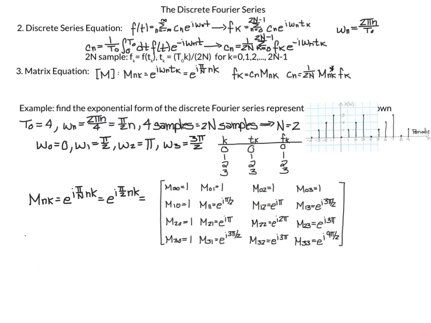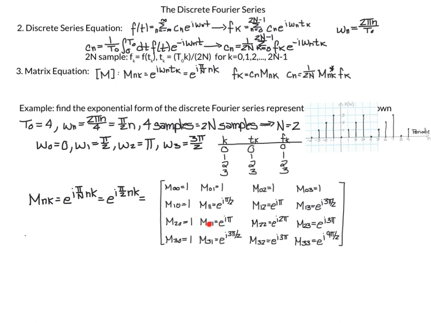M12 is equal to e to the i pi over 2. n is equal to 1, k is equal to 2, so that's 2. So that's going to give me e to the i pi. M of 1, 3: again, n is equal to 1, k is equal to 3 in this case. So that's going to give me e to the i 3 pi over 2. And 2, 1.